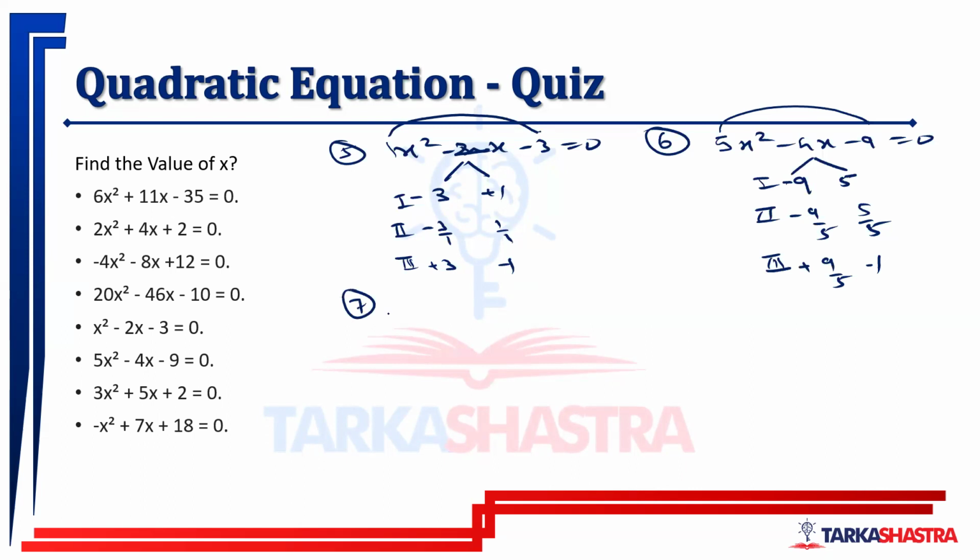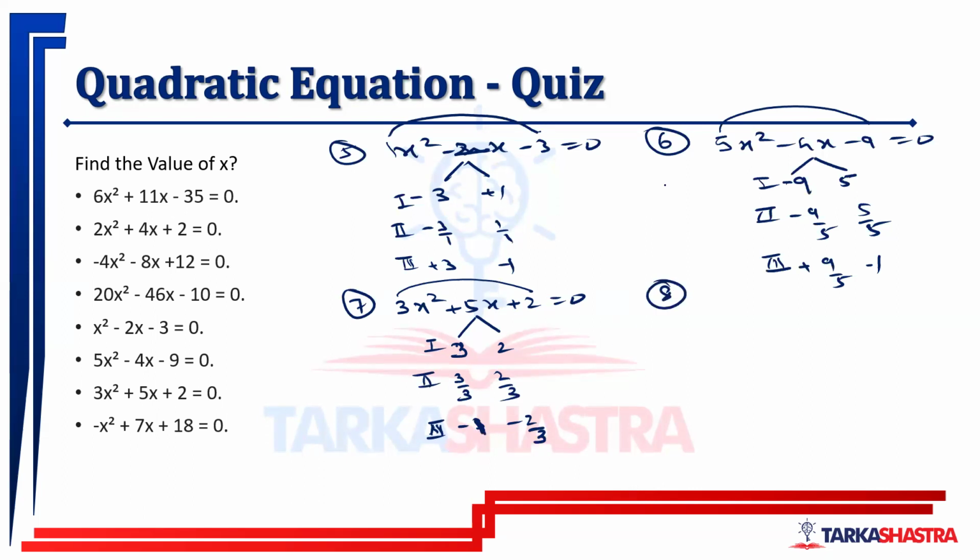Okay. Seventh one, we have 3x square plus 5x plus 2 equal to 0. The product should be 6. Sum should be 5. The split is very easy. 3 and 2. Second step, 3 by 3, 2 by 3. Third step, minus 3 by 3 is minus 1, and minus 2 by 3. Just changing the sign.